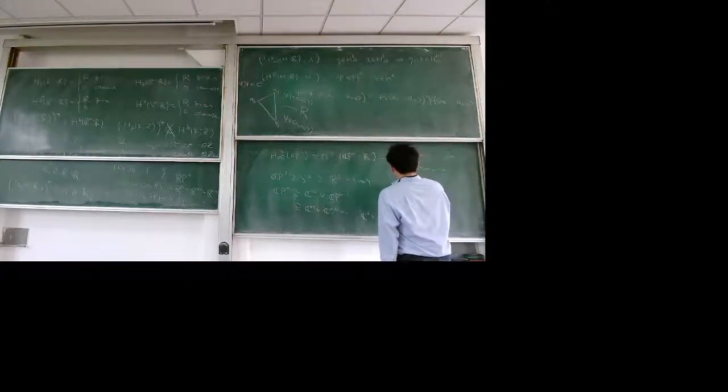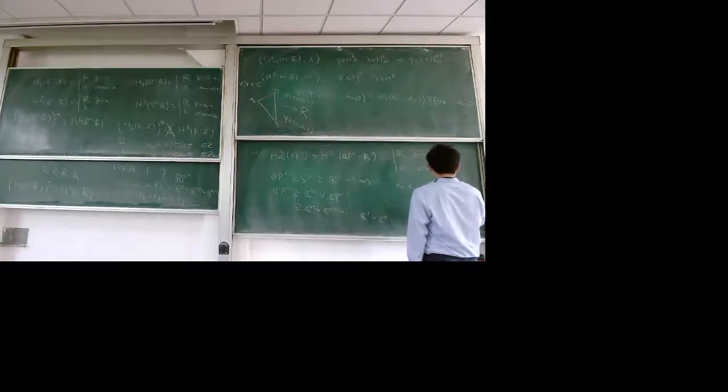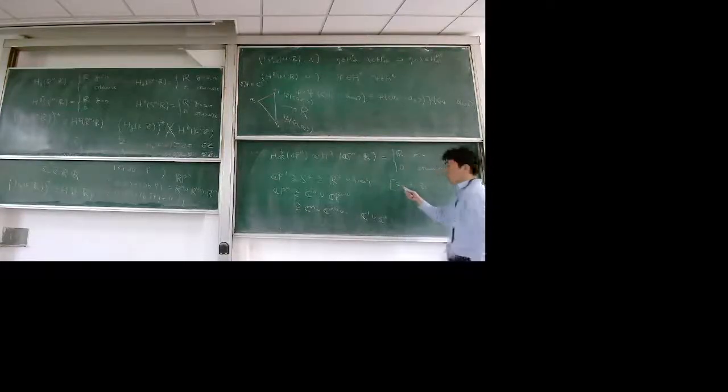So more precisely, you can easily see that CP1 has the following coordinate. In the exercise, I gave you the complex line, or complex plane. You just consider C^(n+1) minus 0, and the equivalence class by identification up to multiplication by a complex number. These are the coordinates for CPn.